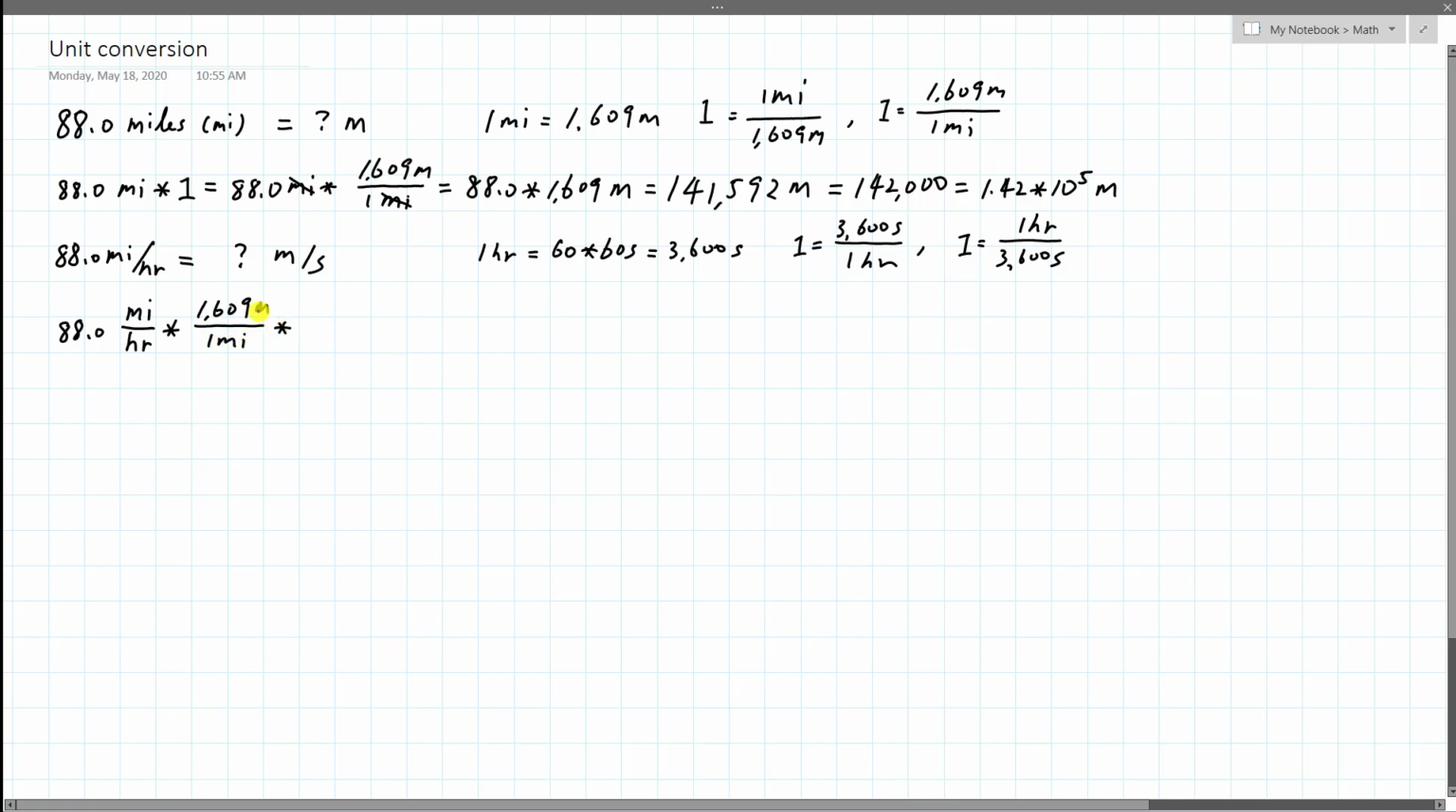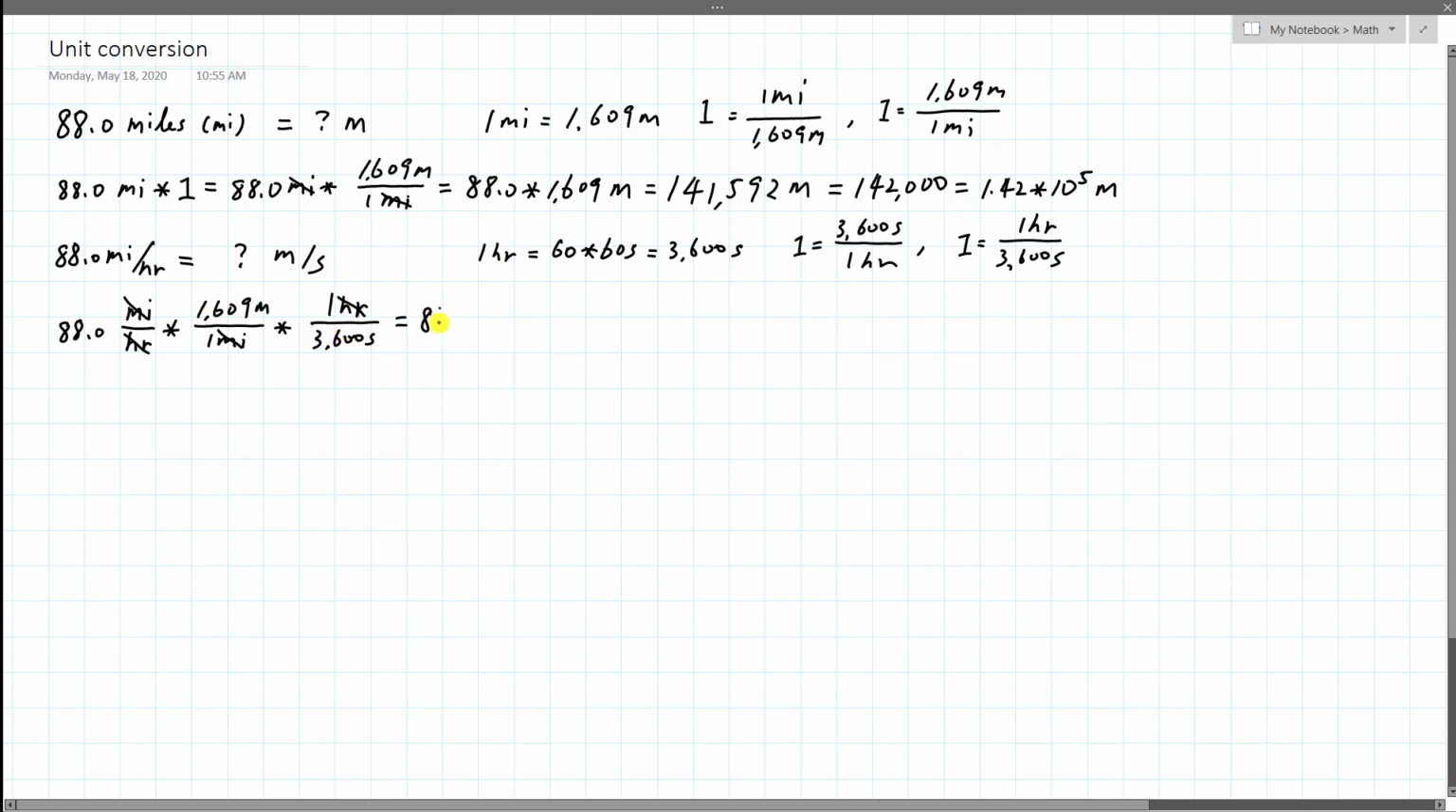And I also need to get rid of hour. Hour is in the denominator, so I want something with an hour in the numerator. This is it, hour in the numerator. So 3,600 seconds in the bottom, 1 hour on top. Alright, so now I have miles, 1 over miles, 1 over hour, hour. So what I have is meter per second. I don't ever have to remember the exact conversion between miles per hour and meter per second. I just need to remember these separate things, right?